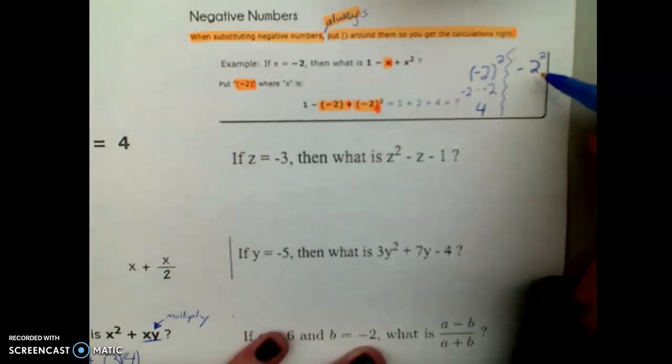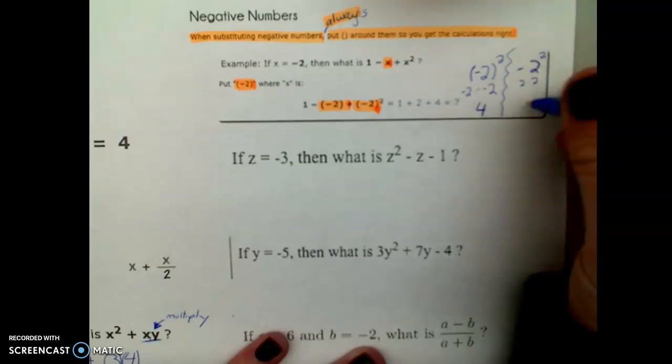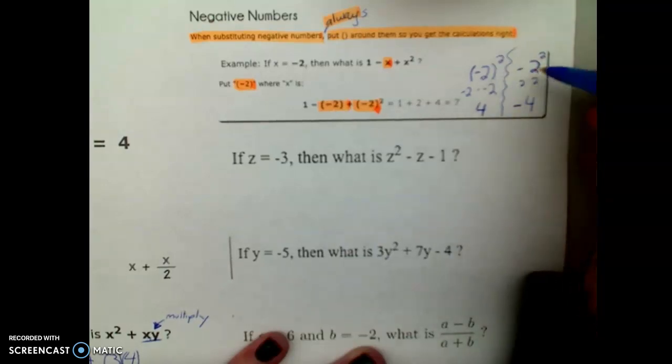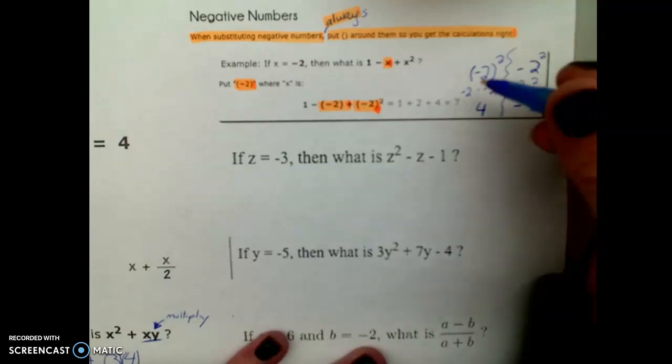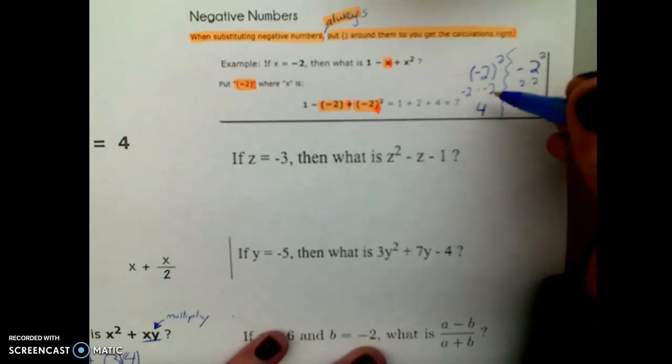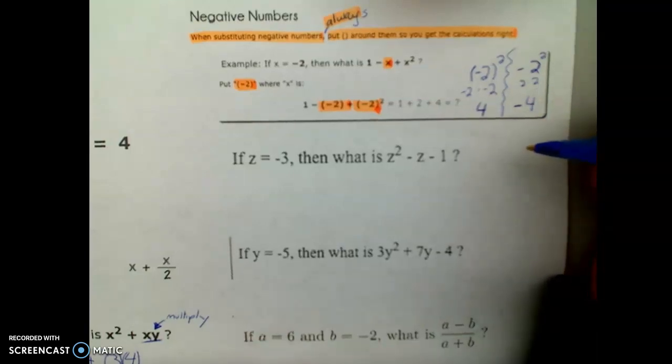When we don't have parentheses, however, that negative is not being squared. So this, we would do 2 times 2 is 4 and bring down the negative. Those are very different situations and end up in opposite answers. So that is why it is crucial when you are substituting negative numbers to use the parentheses so that you know which situation this is. Okay, so now that we've talked about that, let's take a look at our first example.